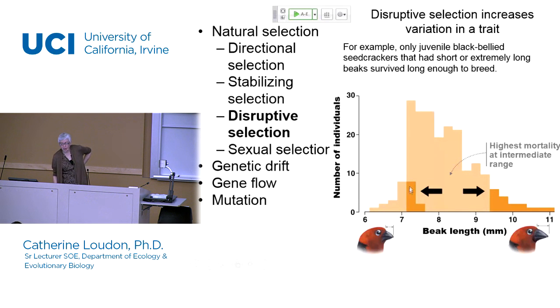And you can see that actually with the orange bars, which show the distribution patterns for birds that have survived long enough to breed. So only the birds that are the more extreme are surviving in this particular population, which presumably is a function of the food types that are available in the population of these birds.